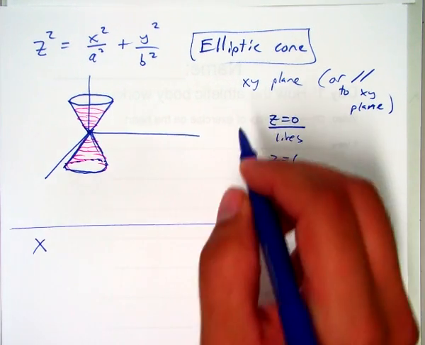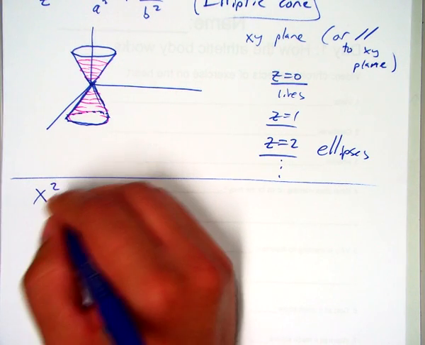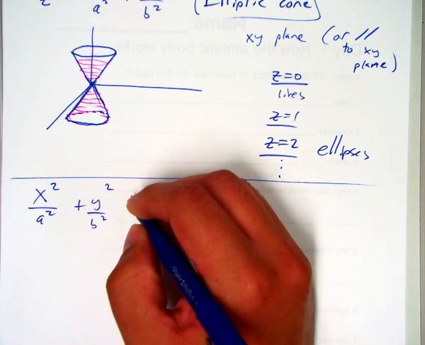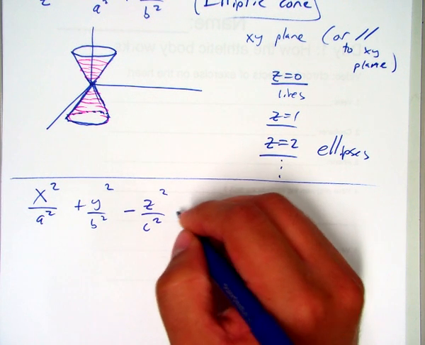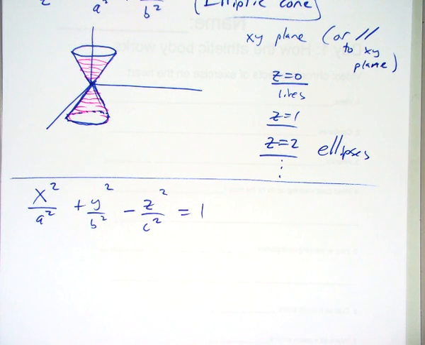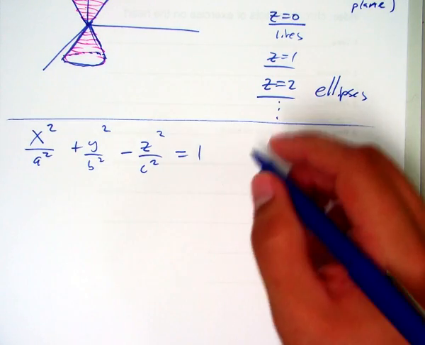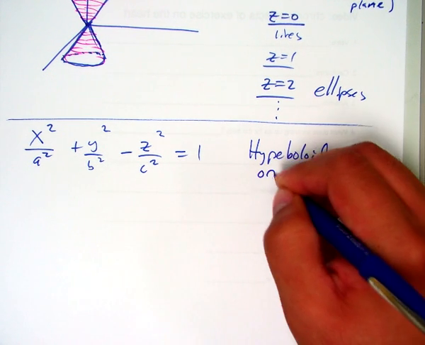Okay, so the next one looks something like this. x squared over a squared plus y squared over b squared. And now here's one of those differences: minus z squared over c squared equals 1. And this is going to create what we call a hyperboloid of one sheet.